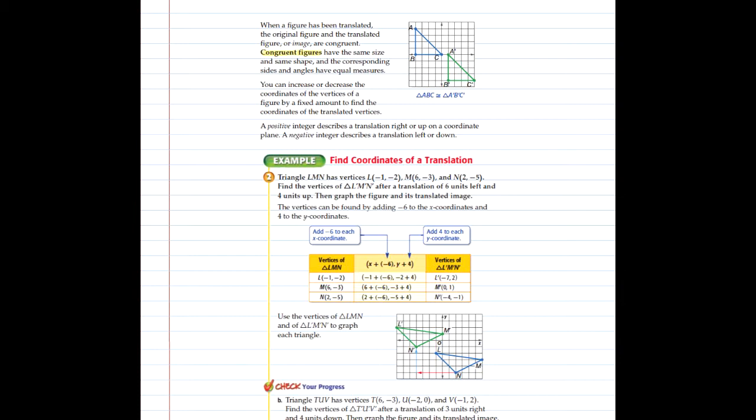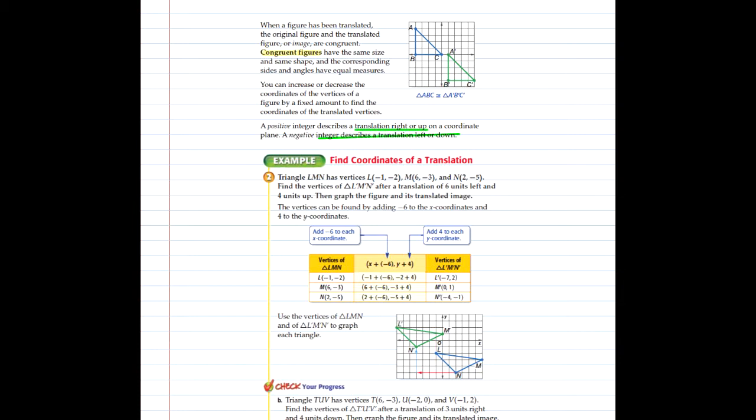A positive integer describes a translation right or up. Right if it's x, up if it's y. A negative integer describes a translation left or down. Left if it's x, down if it's y.